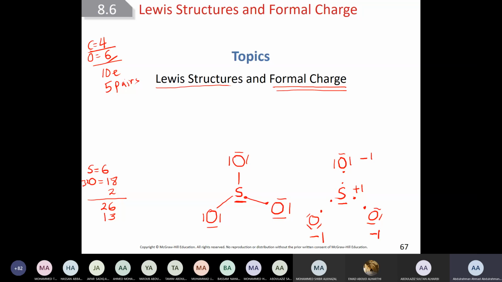All right, and what's the total in the whole molecule? -2. Well, how did you find that? By simply adding the numbers. -1, -1, -1, and +1. This is -2 altogether. Is this clear? Yes. Good. Now, is there another way to draw it? Yes, there is another way to draw it.